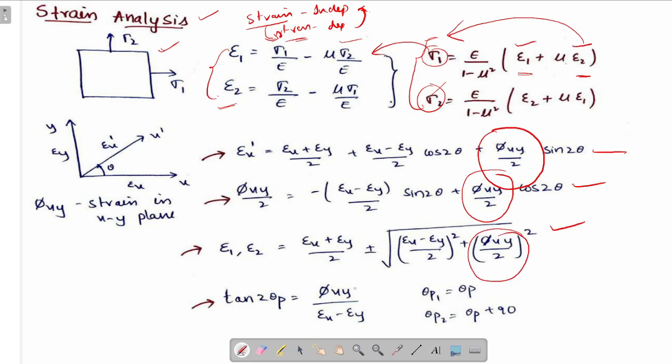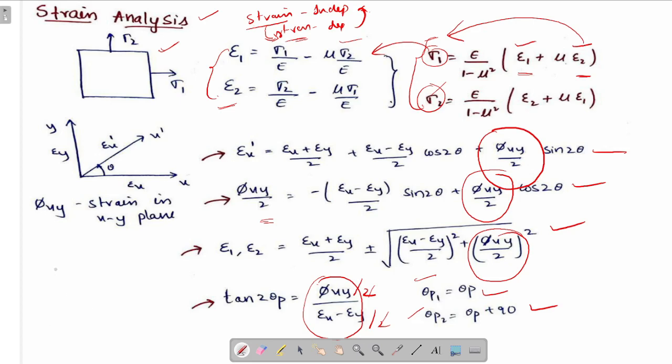See, for writing tan 2 theta p, we will be equating this to 0. So, we will be getting tau xy by 2, tau xy by 2. Cancelling these two, we will be getting this formula. If we know that theta p is the principal plane, for obtaining the second principal plane, we will be writing theta p plus 90 degrees. This theta p1 and theta p2 are the principal planes. Only difference is that instead of tau xy, we will be writing gamma xy by 2, and remaining everything will be the same.